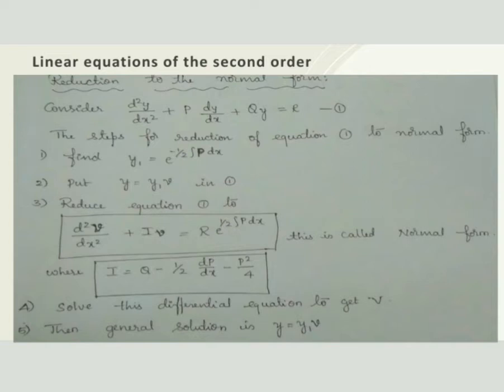Now what we have to do is solve this differential equation to get v, that is, solve d square v by dx square plus I into v is equal to r into e power half into integration of p into dx, such that we get v. Then the general solution is from step 2, that is y is equal to y1 into v. We substitute the v obtained in the fourth step into the second step, y is equal to y1 into v. That gives the general solution of y.